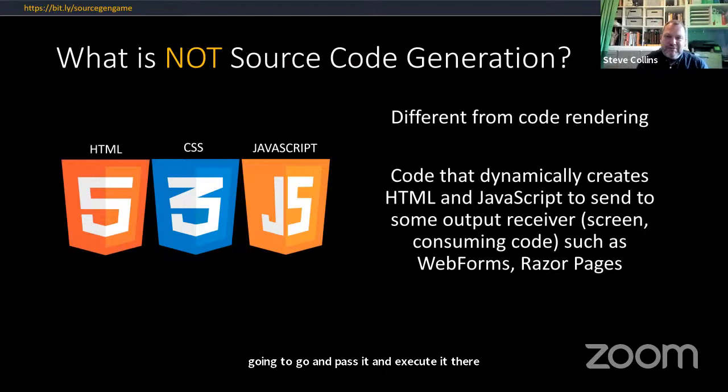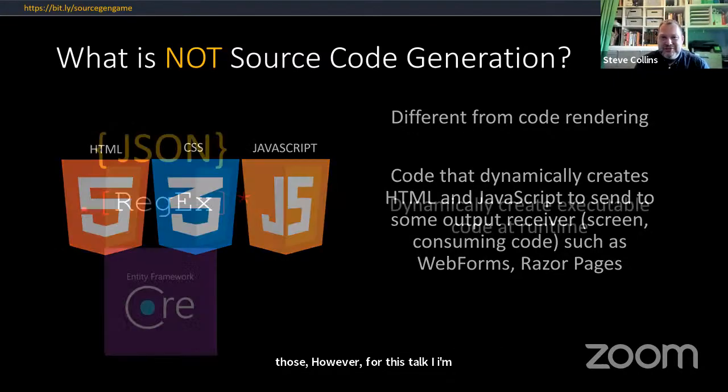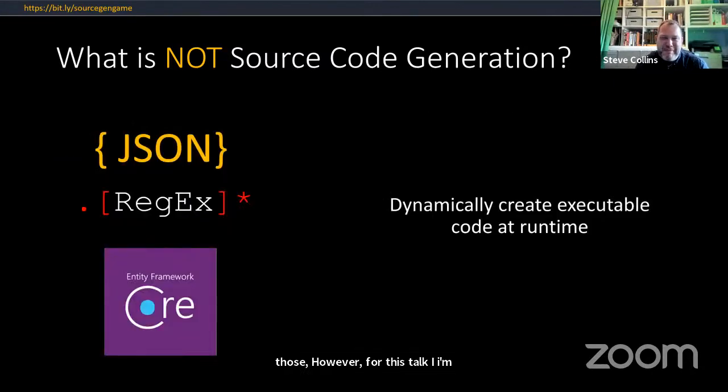Things like TypeScript and Blazor, that's a bit of a gray area because there's compilation and compiling and stuff going on. So for convenience, I'm going to ignore those. However, for this talk, I'm going to cover a bit of these bits. JSON, regex, and entity framework. These are things that generate code dynamically in memory, but execute it immediately. So an example of that is the JSON serializer and .NET regex class in framework.